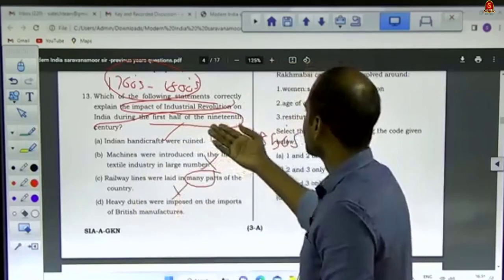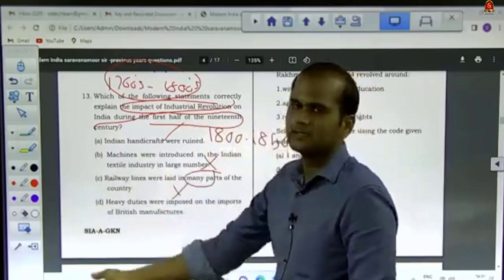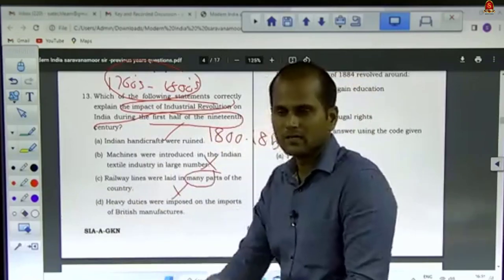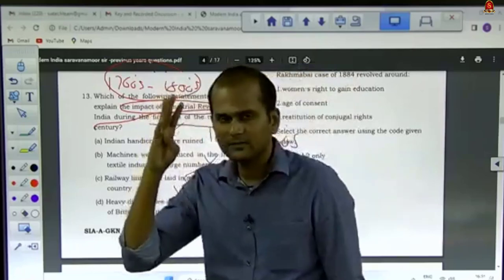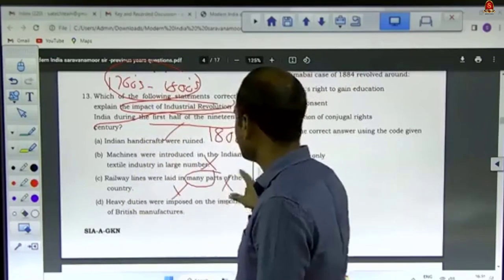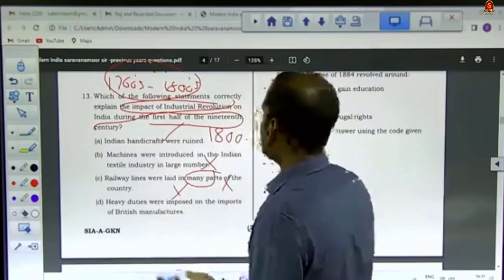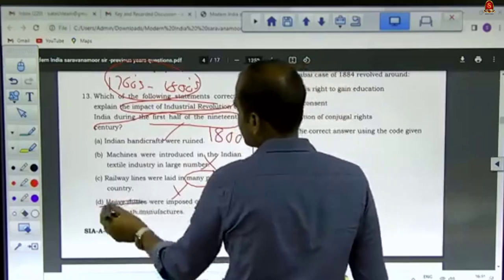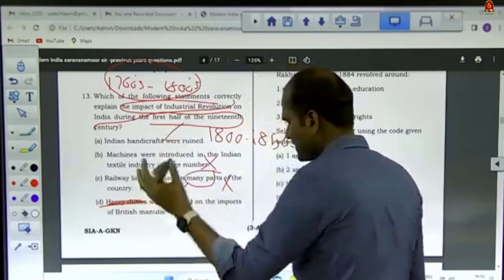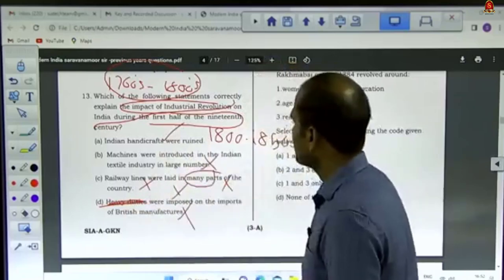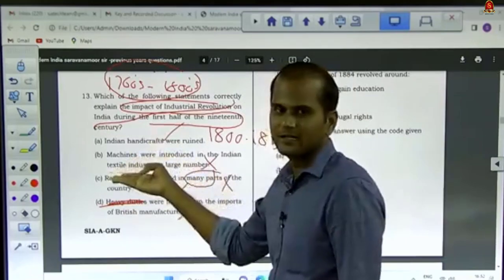Because if you look at the first half of the 19th century, I mean 1800 to 1850, the first railway was in 1853, not more than 50 kilometers. So if you carefully look at some of the years, you can automatically eliminate this. Heavy duties were imposed on the import of British manufacture. How is it possible? It was light duty. That's why you can easily eliminate this statement if you read it. This one too you can easily eliminate.